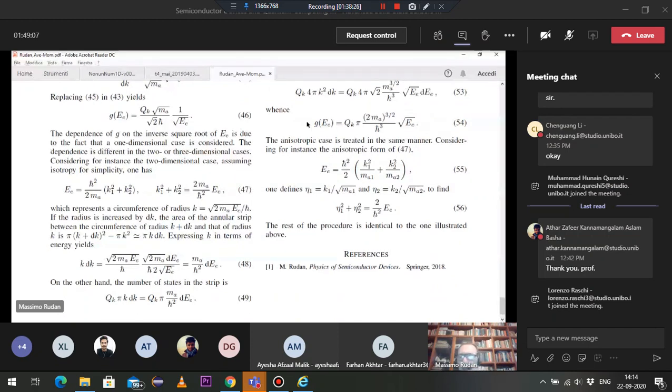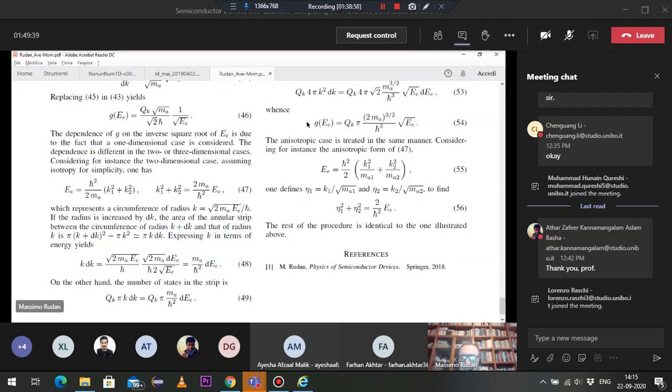between energy and K, the density of states in energy is given by equation 54. It is proportional to the square root of energy. This is the important relation to be remembered. In 3 dimensions, the density of states in energy for the parabolic relation between energy and K is proportional to the square root of the kinetic energy.